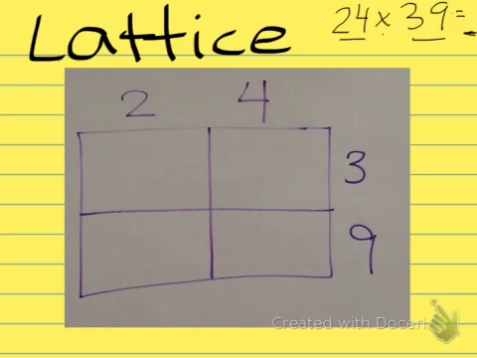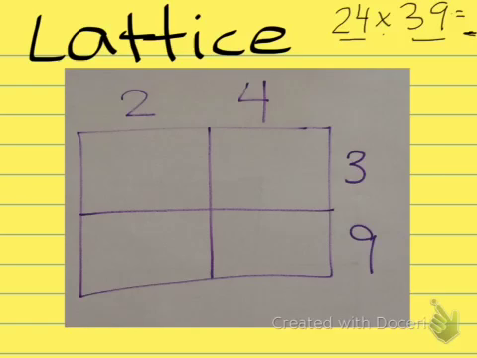So in order to set up my problem, I have my box set up, and it is a 2-digit by 2-digit. So I've created a box that has two spaces, one on top for the 2 and the other on top for the 4. Going along the side, I have one space for the 3 and another space for the 9.